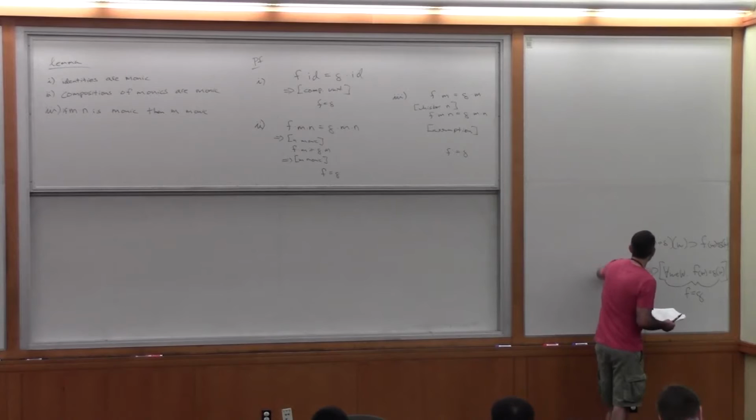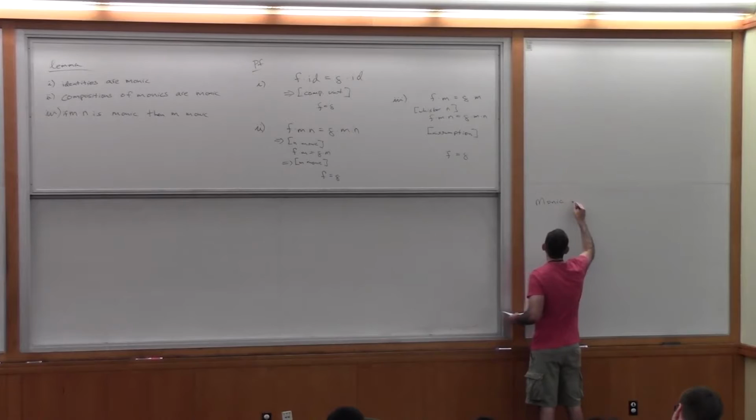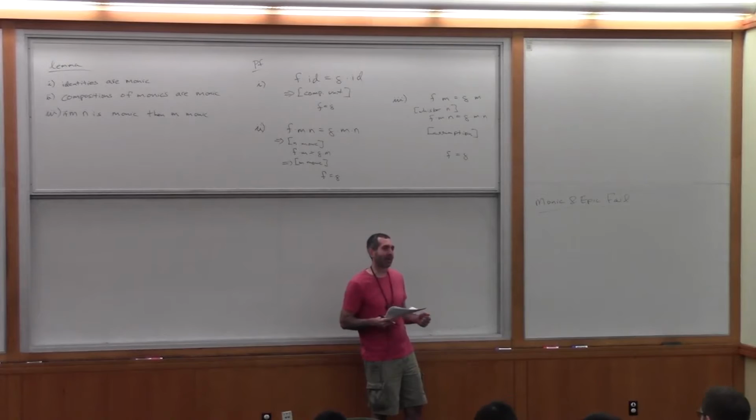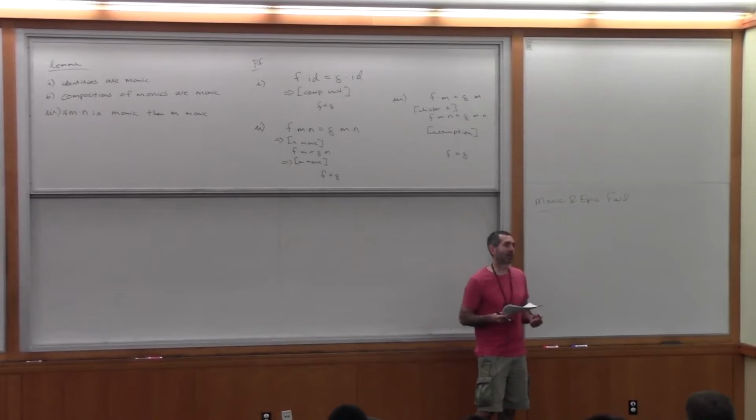Epic. Okay, which actually leads me into my next point, which is I want to point out something which I call mnemonic and epic fail. And the problem is this. So although in the category of sets, monomorphisms correspond to injective functions and epimorphisms correspond to surjective functions, in other categories, epimorphisms are not surjective when considered as functions. So let me give you an example.